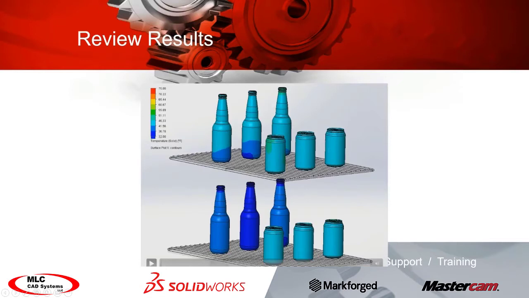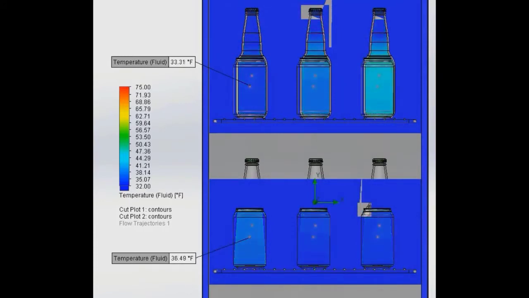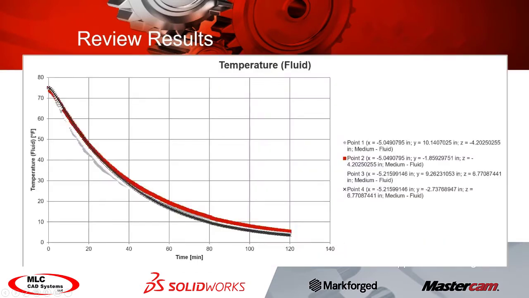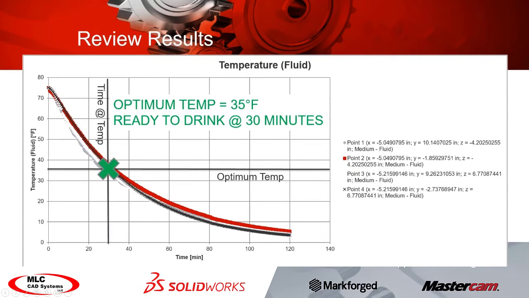When I actually did the measurements of the results, I found that the bottom was generally a few degrees colder than the top was. Another view of that from a cut plot, and you can see the distribution inside, cans on the bottom, bottles on the top, along with some probes of the temperature. And if I take that and I plot it across time, I can say, okay, well, let's see here. The optimum temperature for the beer I'm wanting to drink is right around 35 degrees. The time to get to that temperature is about 30 minutes, so all I need to do is throw the beer in the freezer 30 minutes, and I'm ready to go.